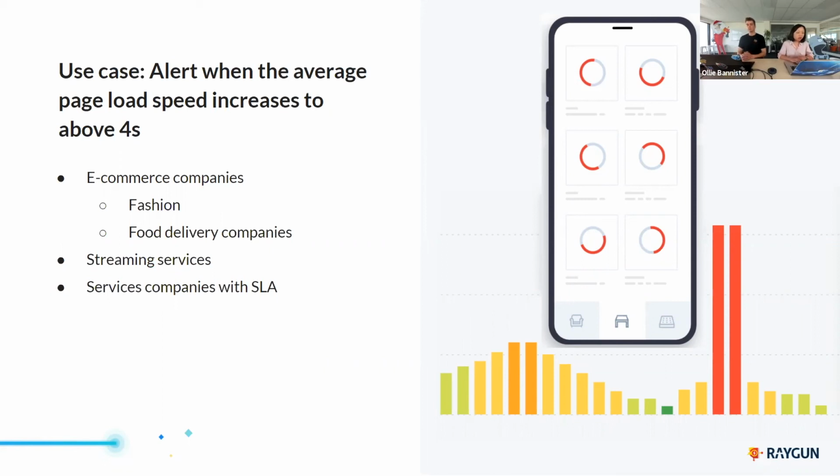So Ollie, now that we've covered the four main alerts, as a developer, how do you take action if you've got one of those alerts?